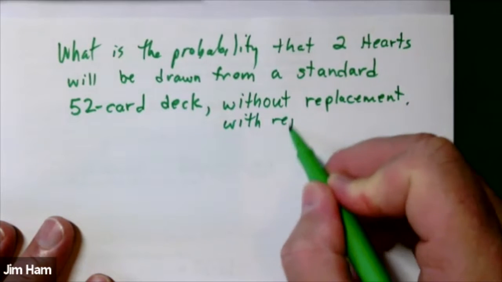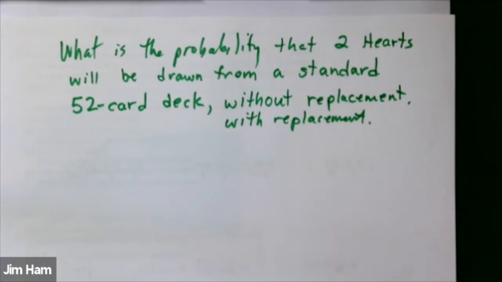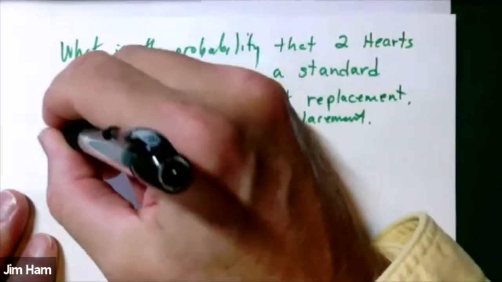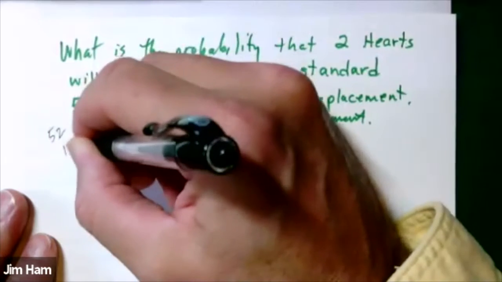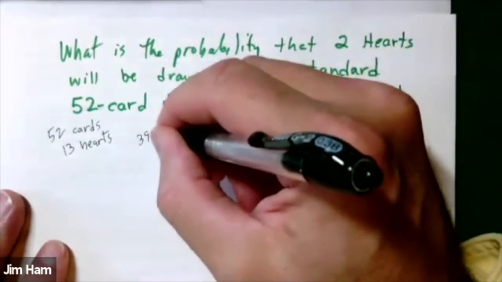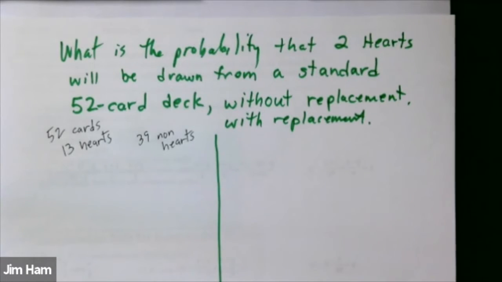And maybe we'll do it with replacement as well, just so you can compare. Okay, so heart and heart. And here's what you need to know: there are 52 cards, and there are 13 hearts and 39 non-hearts. The 39 non-hearts are the clubs and the spades and the diamonds. All right, here's our tree diagram.